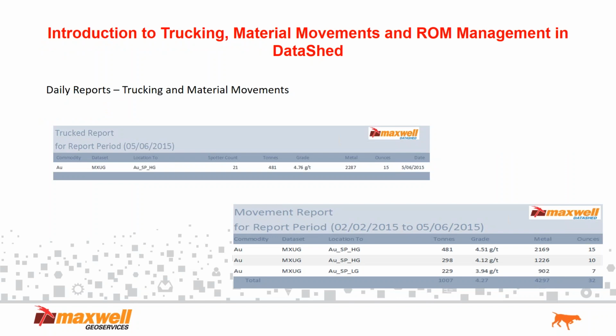Both trucking and material movements can be reported in various ways. Here we have the trucked report, which is all trucking that has occurred for the day. We have the movement report, which is all movements that have occurred for the day. And these are also available in grid formats and are all standard in the model.